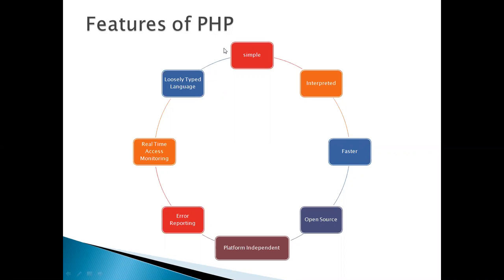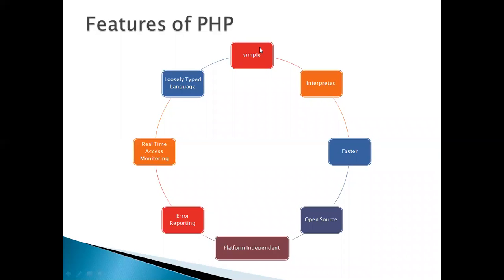So what is simple? Simple means it is very simple and easy to use. Next is interpreted. Interpreted means it is an interpreted language, that is, there is no need for compilation. Now how is it faster? It is faster than other scripting languages like JSP and ASP. Next thing about PHP is open source. Open source means you need not pay for it. It is free, you can freely download it and use it. So that is open source.